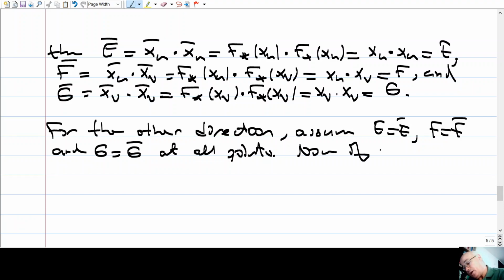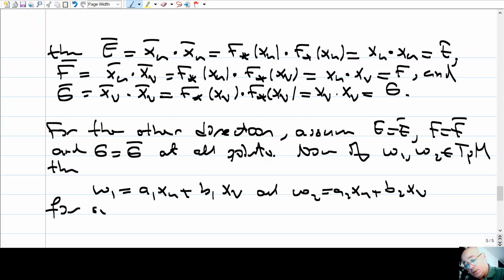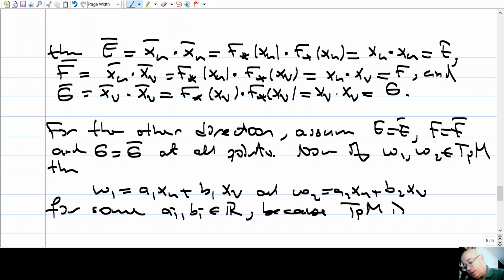Now if W1 and W2 are two vectors in the tangent space to M at the point P, then I know that W1 can be written like this: A1 times x sub u, and then B1 times x sub v, and W2 is just A2 x sub u plus B2 x sub v for some Ai, Bi, because T_P M is spanned by these vectors x sub u and x sub v.